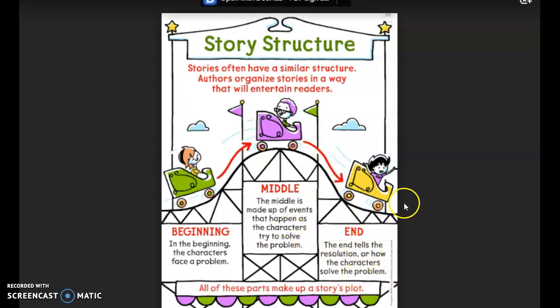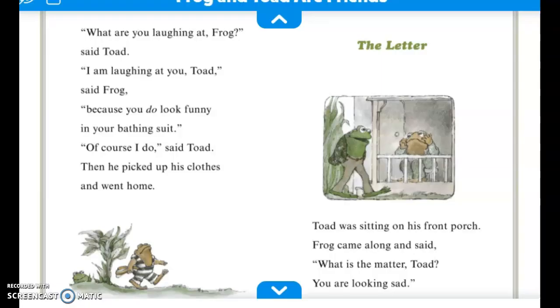Now that we've seen story structure, we are going to go to the book we're going to read today. Today we're reading Frog and Toad, The Letter. Frog and Toad are friends.